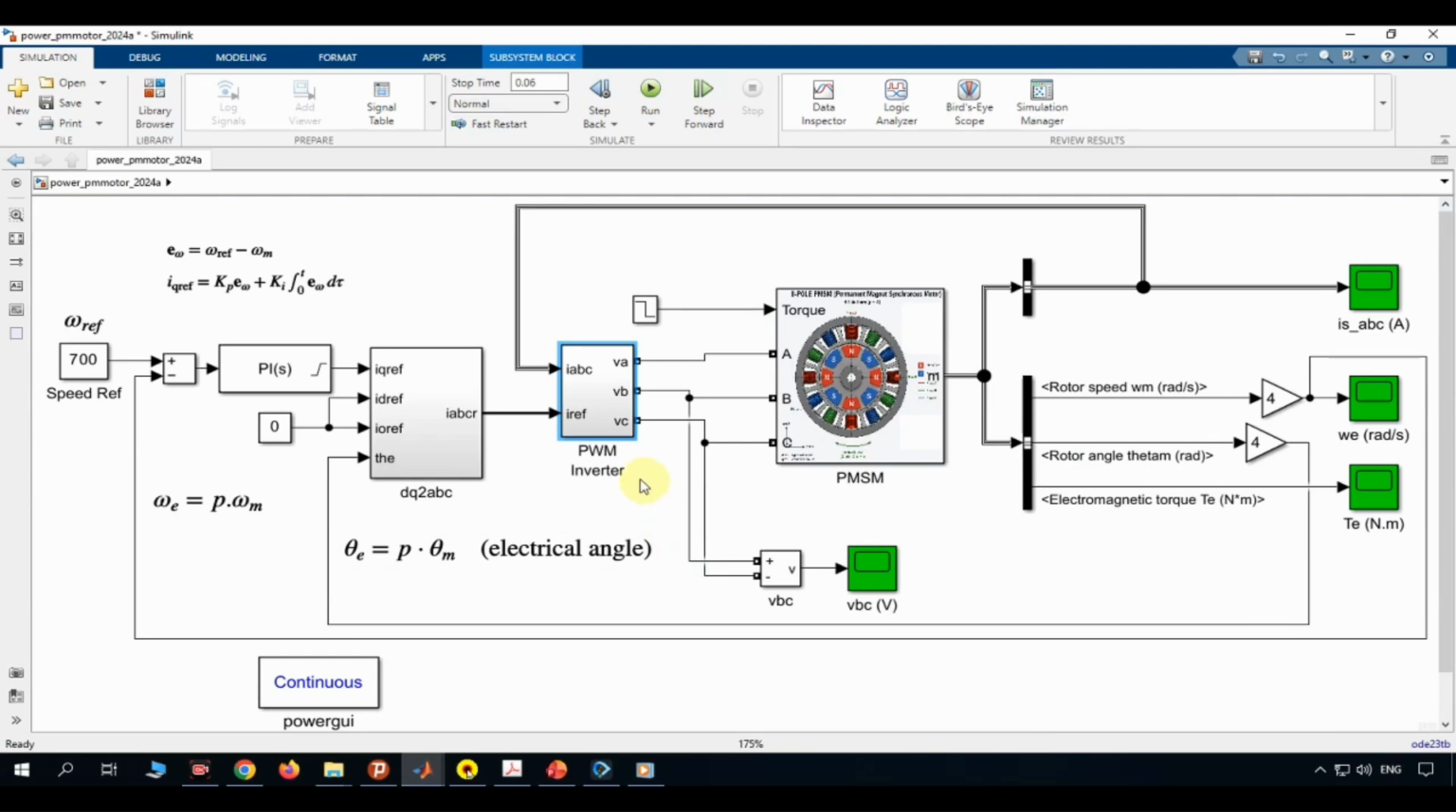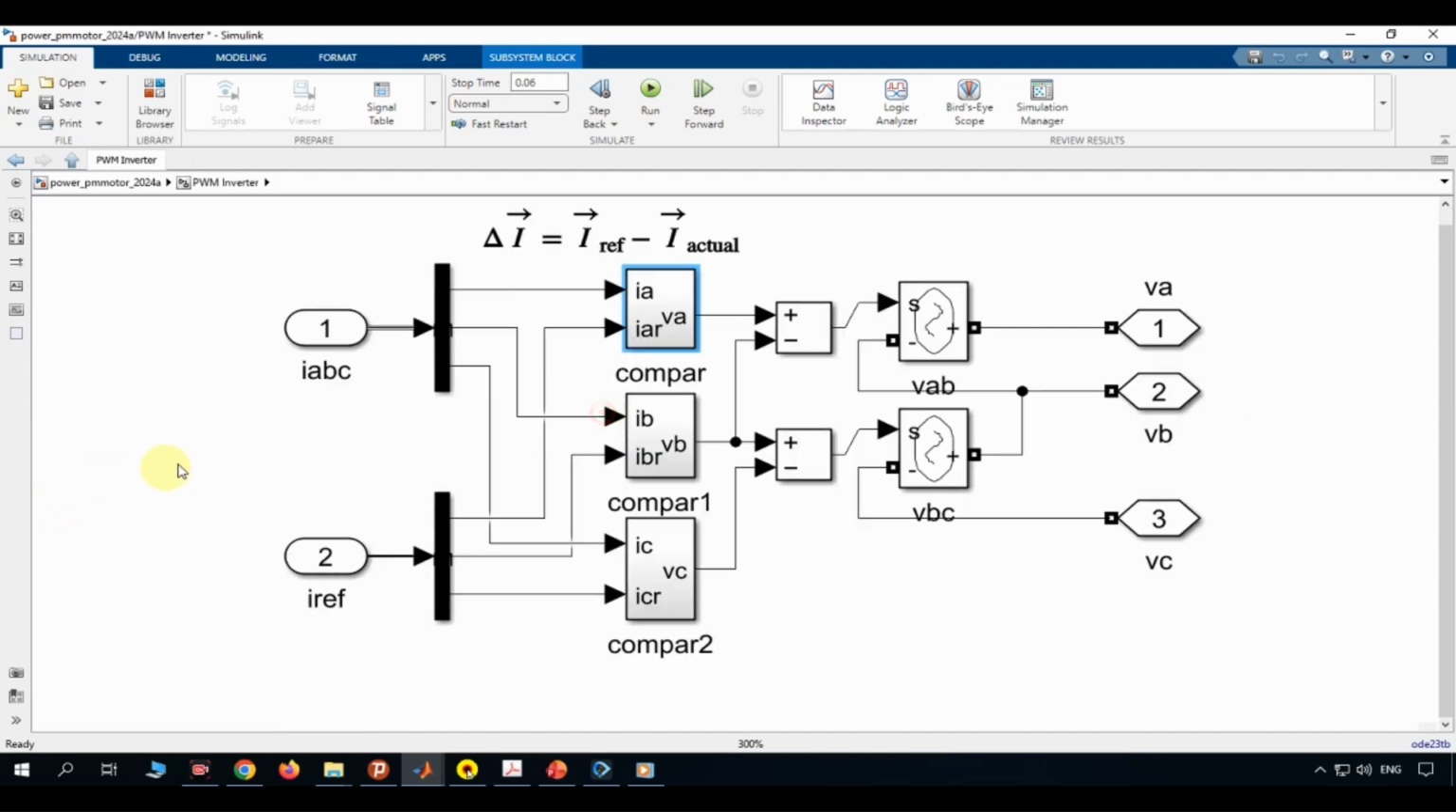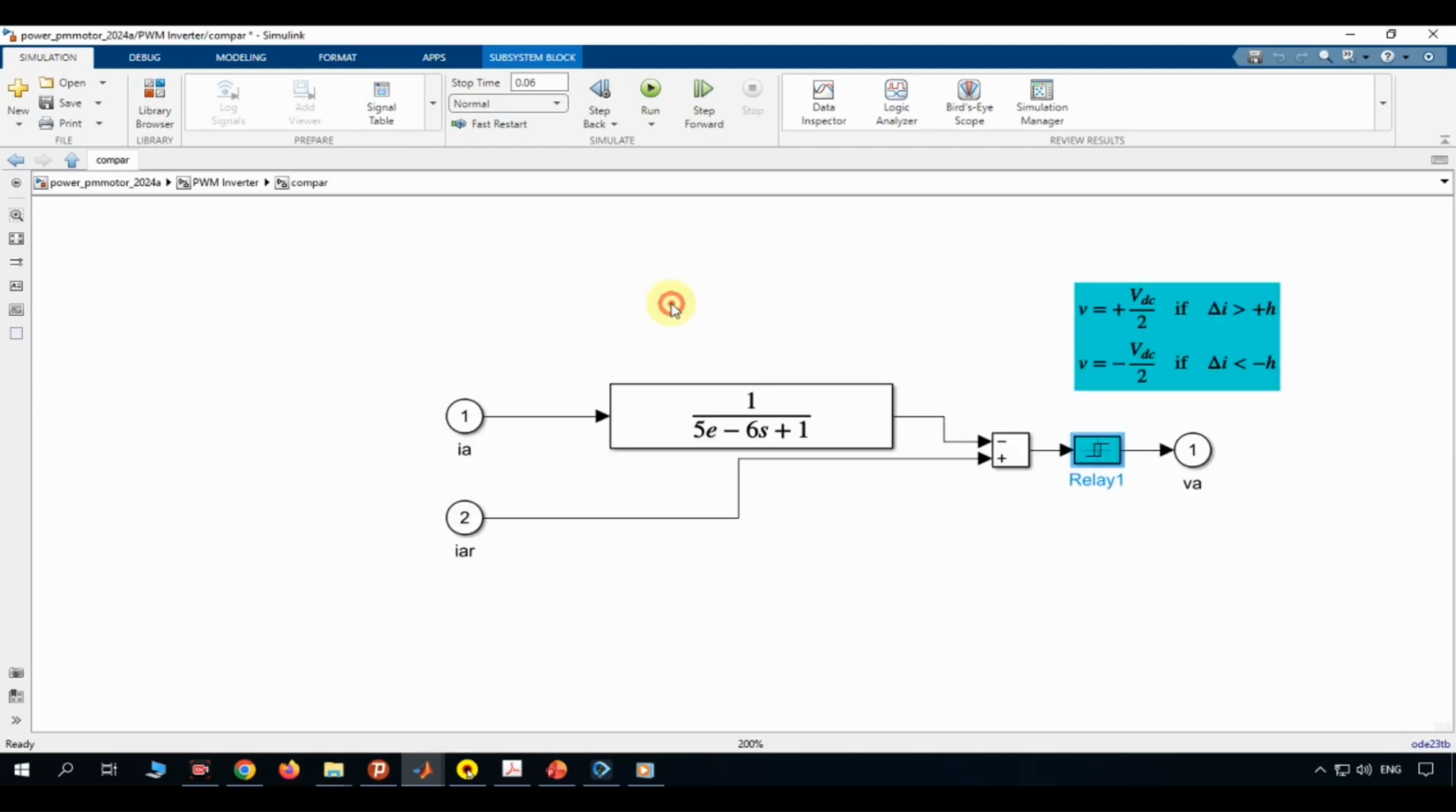Next, we have the PWM inverter. But look carefully. This isn't the typical sinusoidal PWM you may have seen in introductory courses. This is a hysteresis current controller. Let's open the compare block, labeled comparative. Here's how one phase works.